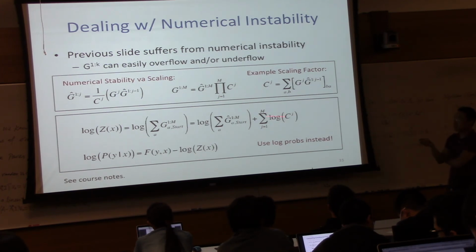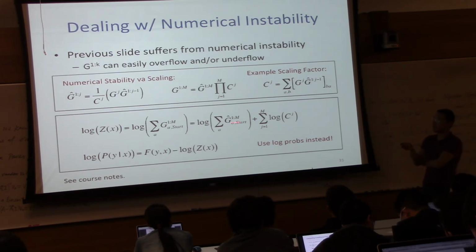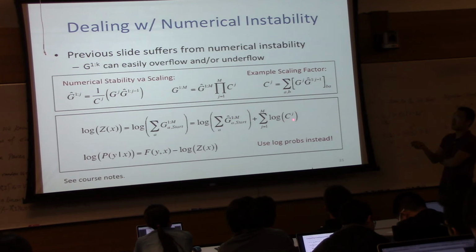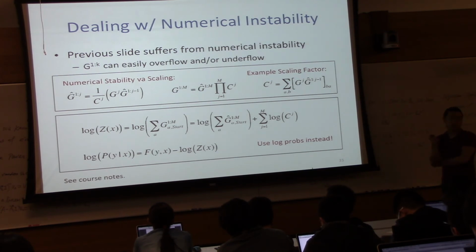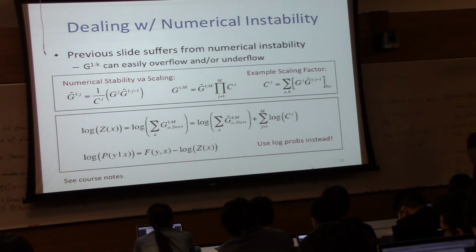Now this is no longer numerically identical because we renormalize every iteration so that things don't overflow or underflow, and then we just keep track of what we did and adjust for it at the end. This is in the course notes for more details. It's very similar to what you have to do for forward-backward for the HMM, or forward, I guess.